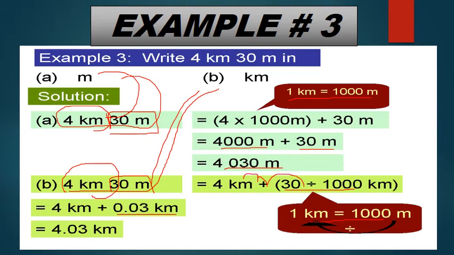Now we add this 0.03 kilometer to 4 kilometer. Why we add them? Because again they both have the same units. When we add these lengths, the answer finally we will get 4.03 kilometer.